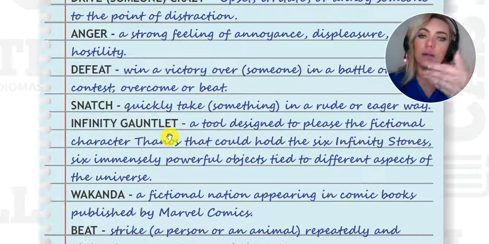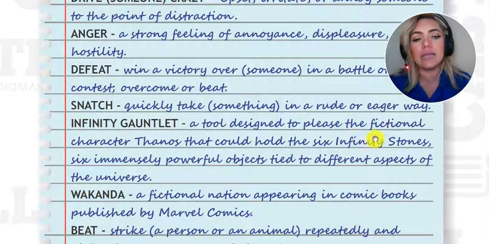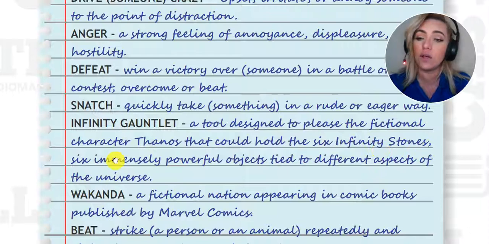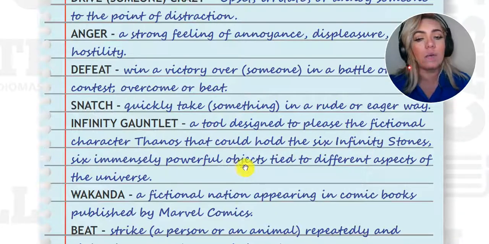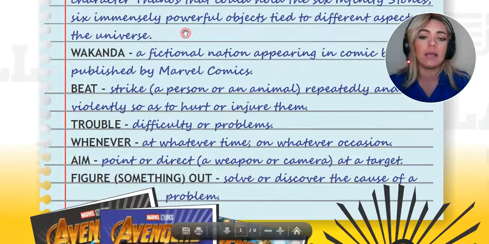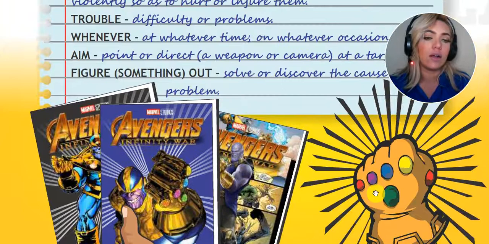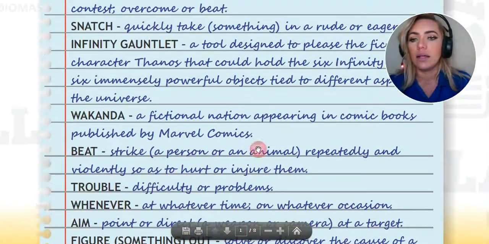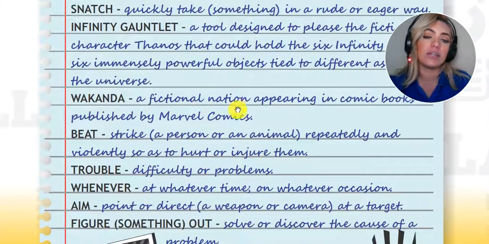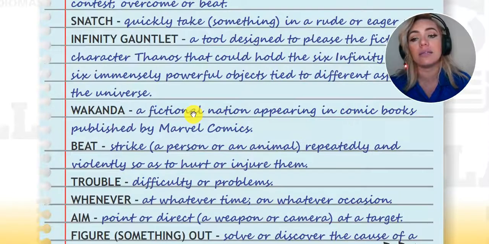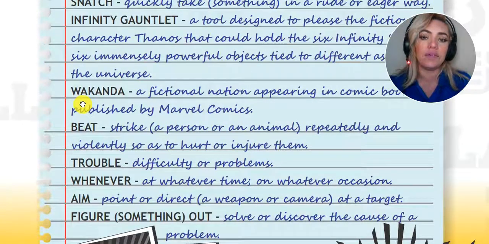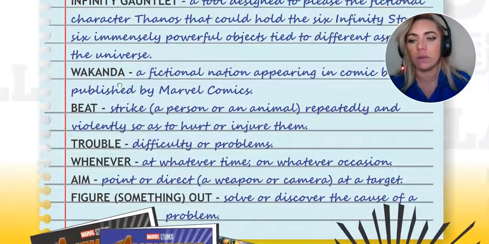Infinite Gauntlet, we already know, a tool designed for the fictional character Thanos that could hold the six infinite stones, six immensely powerful objects tied to different aspects of the universe. Okay, so this is the Infinite Gauntlet. And Wakanda. What is Wakanda? Wakanda is a fictional nation appearing in the comic books published by Marvel Comics. So it's a fictional city, okay, a place or whatever.